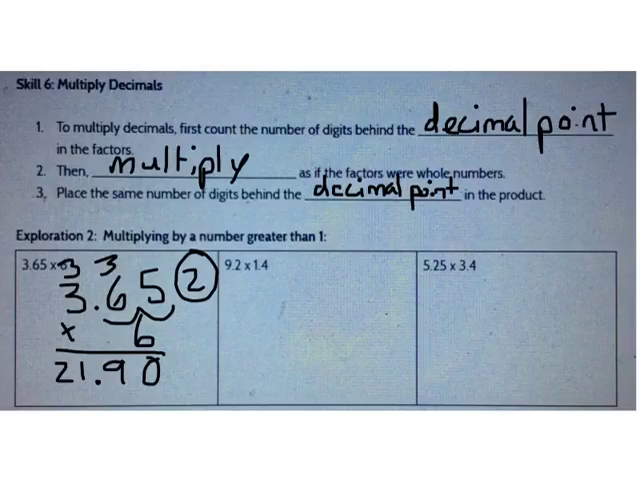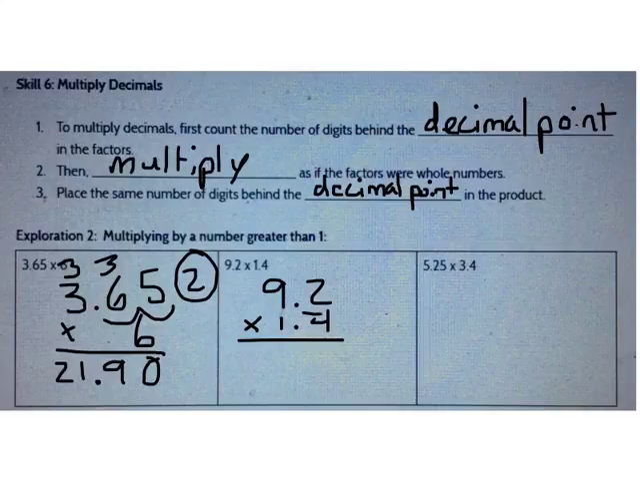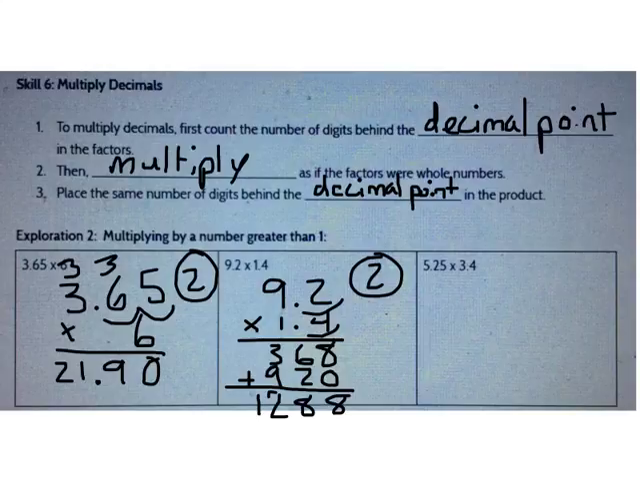Now let's try another. 9 2/10 times 1 4/10. How many digits are going to be behind the decimal? There will be 2 digits behind the decimal. Now I can multiply like normal. What's 92 times 14? It's 1,288. Where should I place the decimal? I should place the decimal between the 2 and the 8. So 2 digits are behind the decimal point. The answer is 12 88/100.